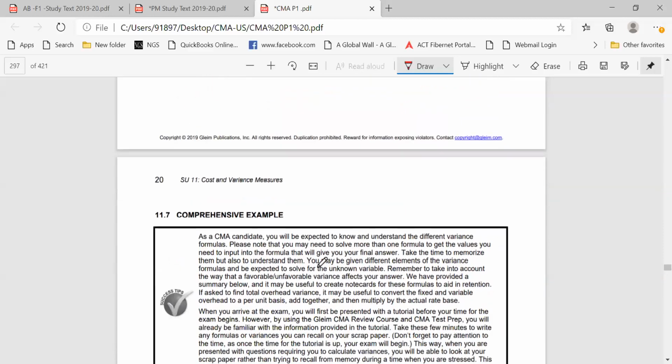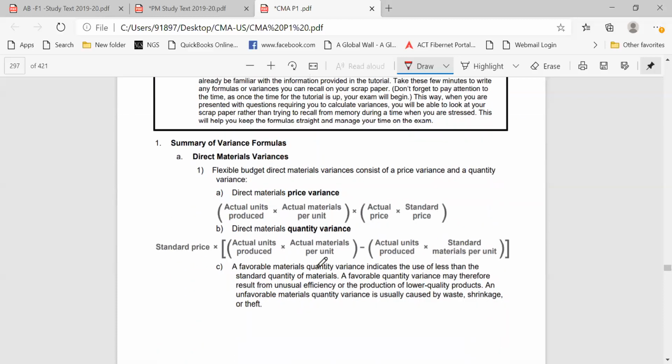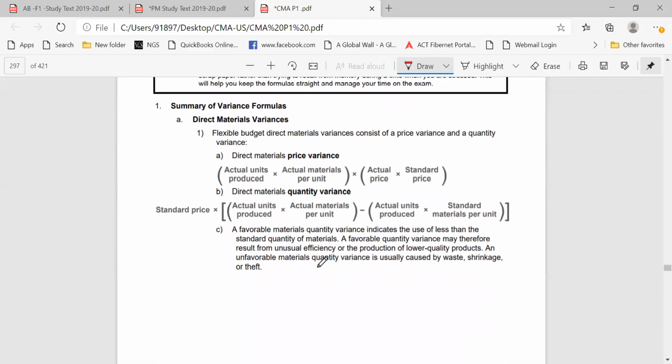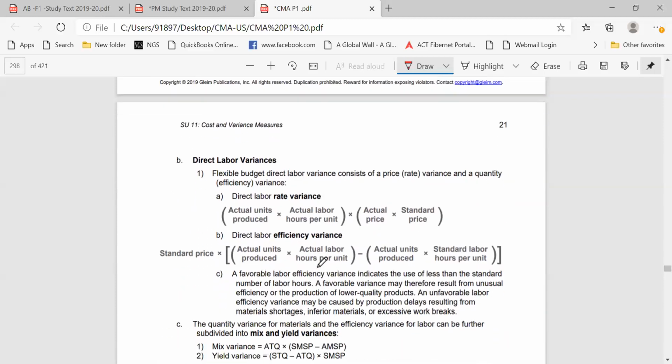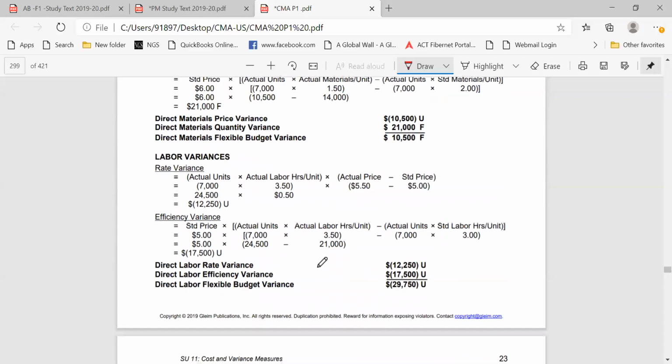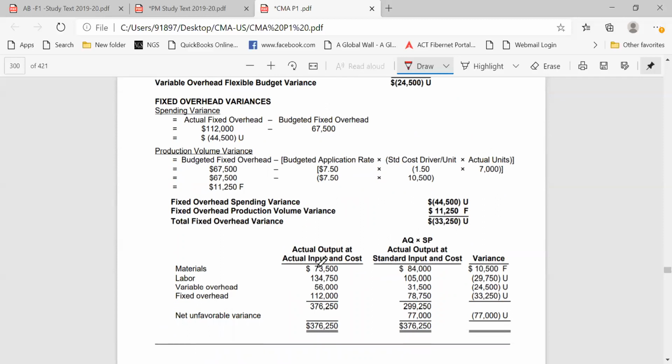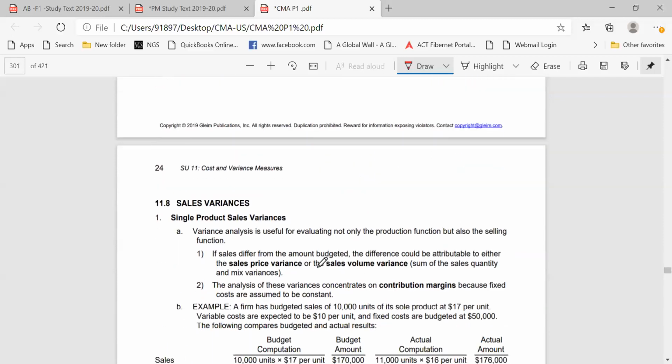Then there is a comprehensive example for all units. It is given for all direct material variance. It is given labor rate variance. It is given then material mix variance. It is given yield variance. A complete comprehensive example is there. I would be doing this again when I'll be solving the MCQs for you.